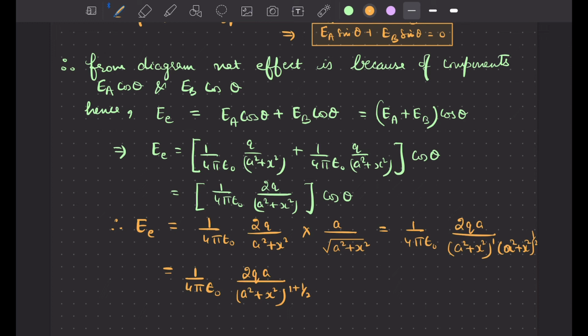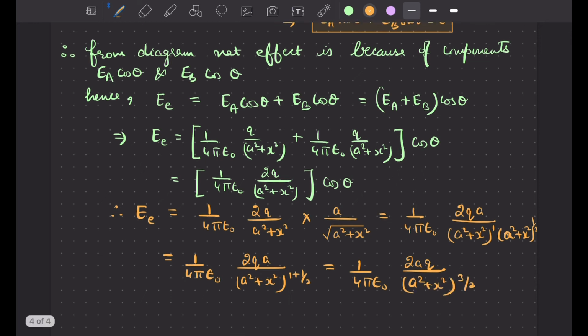When bases are same, then powers get added up. So we can add 1 and 1 by 2. Therefore, 1 plus 1 by 2, I have written, so it is equal to 1 upon 4 pi epsilon naught 2aq upon (a square plus x square) whole raised to power 3 by 2.